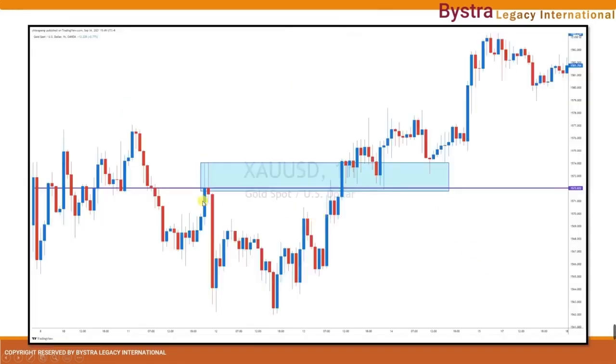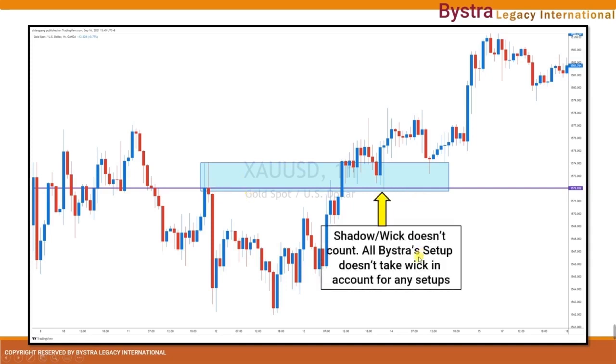So here, as you can see, okay, we have the capital letter A, the resistance. Okay, and then we have the drop base rally. If you look at the candlestick, this wick touches here, isn't it? The drop base rally wick touches here. So we don't count this as SNRC2 because the drop base rally doesn't align with the capital letter A. Alright, so we do not take the wick, okay, for any Bystra setup. Okay, I repeat this again. No wick in any Bystra setup.